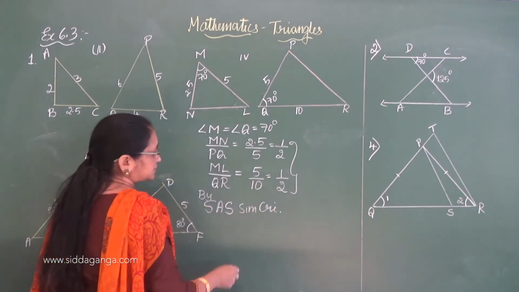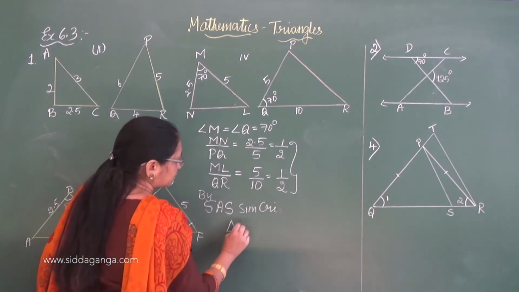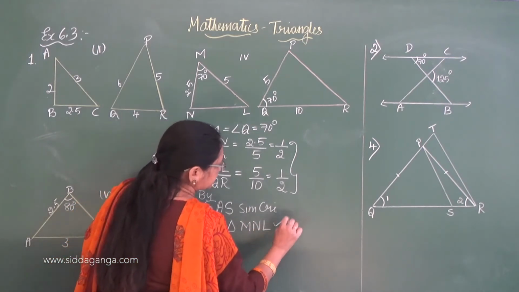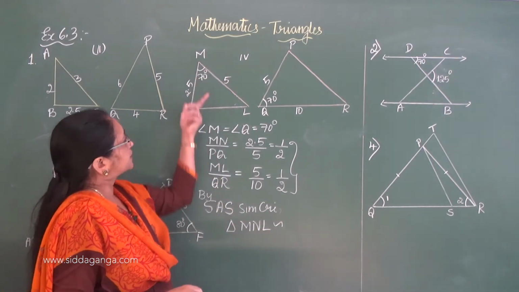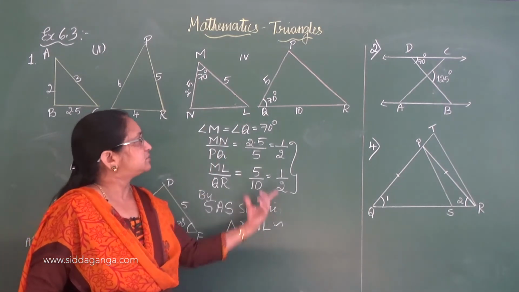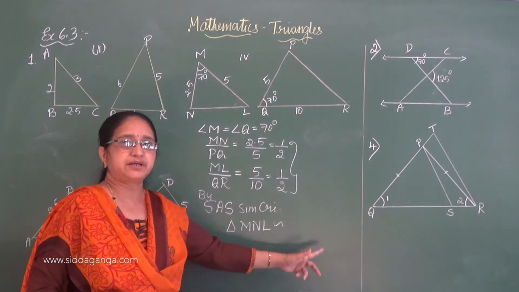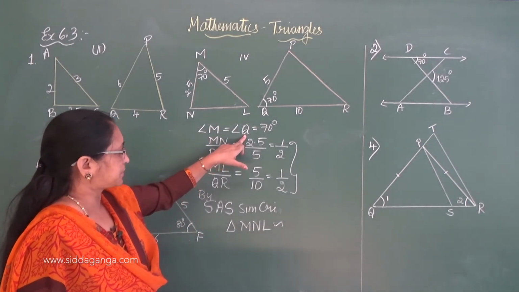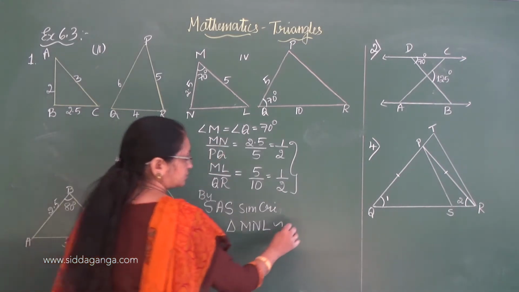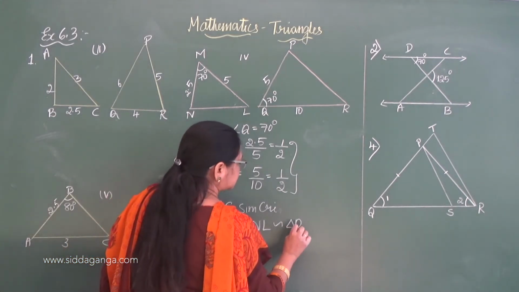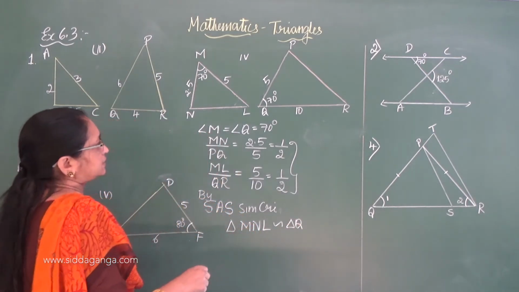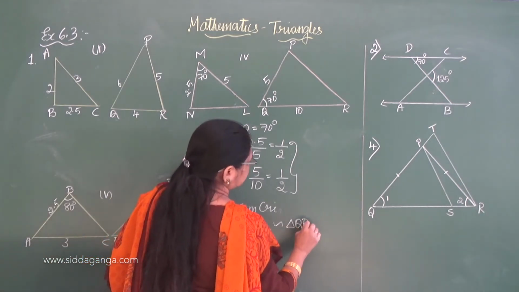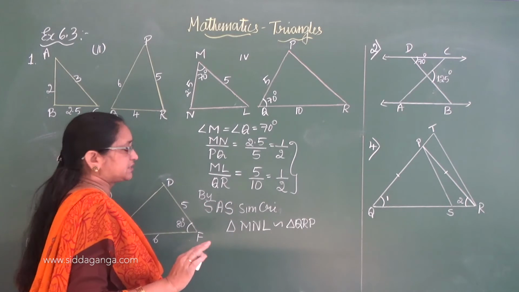So the second part, triangle MNL is similar to, so one triangle you can write, later on you try to adjust the corresponding angles and the corresponding sides. So which is the corresponding angle here? For M, Q is the corresponding angle. So we'll see whether we can write like this: triangle Q, QR, QRP. Then find out whether you have written correctly or not.